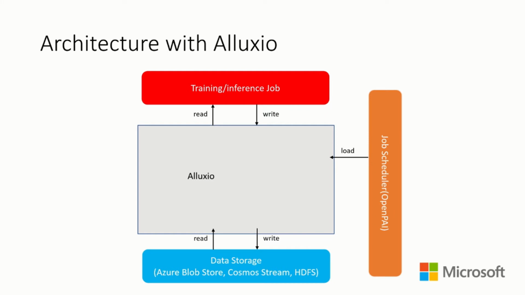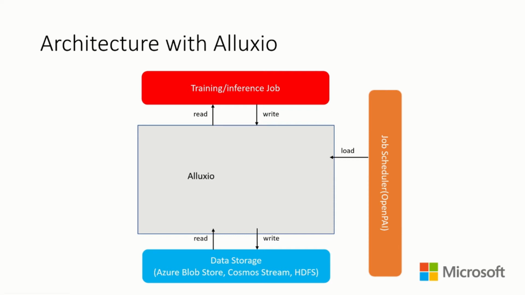So then let's begin with the architecture with Alluxio. From this picture, you will see the architecture contains 4 parts. First is the job scheduler of our AI training platform, OpenPAI. It's the original part. And then there is the training job, the storage system, and Alluxio, which works as a cache layer for our entire system.